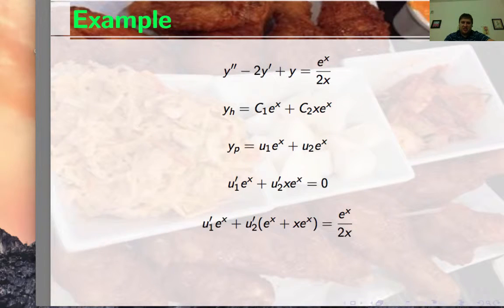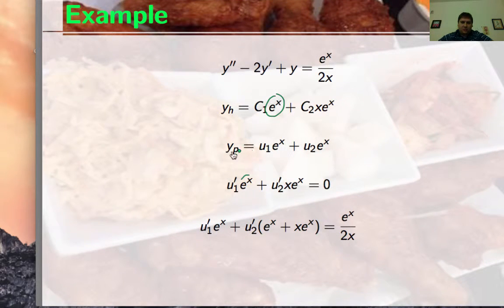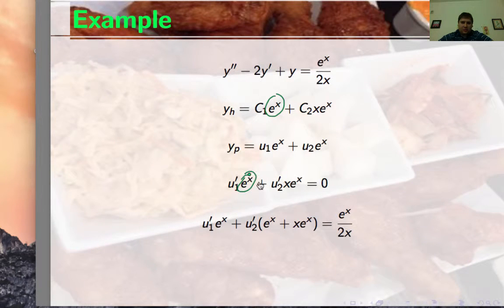Okay, so then we set up this system of equations, which is just terrible. It's u1 prime times y1. y1 here is e to the x, right? So let me circle some things here. e to the x is what's going to be coming in there, and x e to the x is what's going to be coming in here. So the system of equations, again, is u1 prime times y1, which is e to the x, plus u2 prime times y2, and y2 is x e to the x. That has to equal 0.